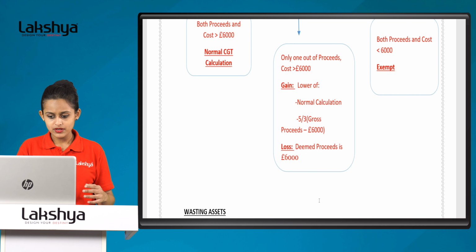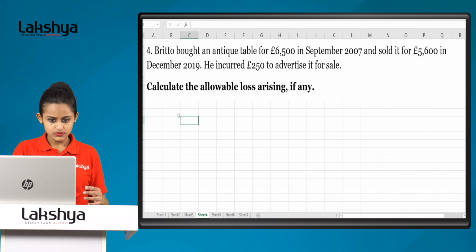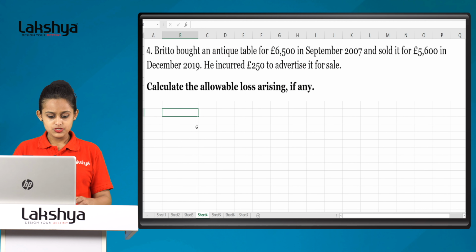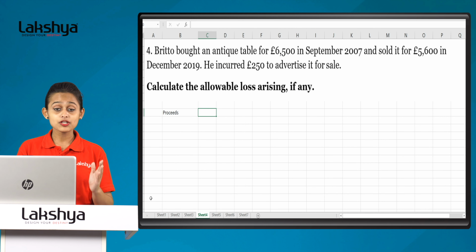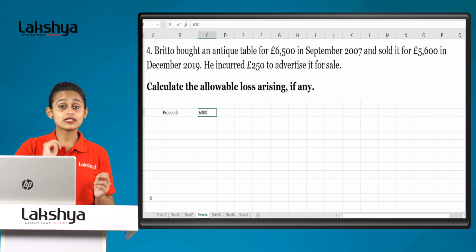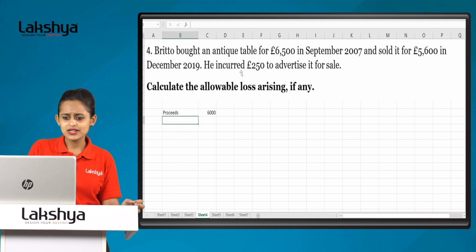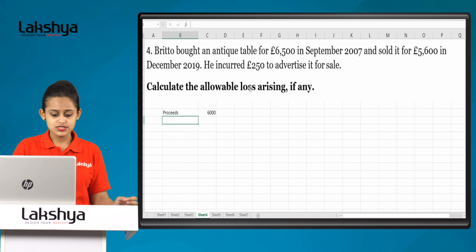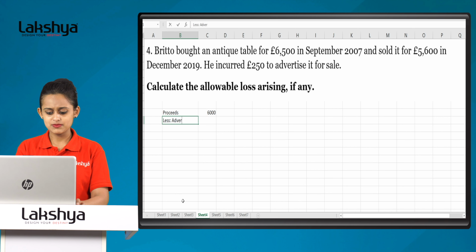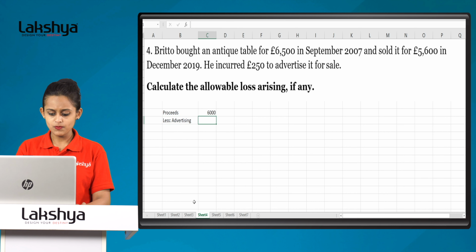Let's write that down here. So proceeds. Remember, deemed proceeds 6,000. In the question it's given as 5,600, but since it is case 2 and a loss, proceeds is 6,000. Then he incurred 250 to advertise it for sale. So less advertising cost. The advertising cost is basically an incidental cost of sale, so 250.